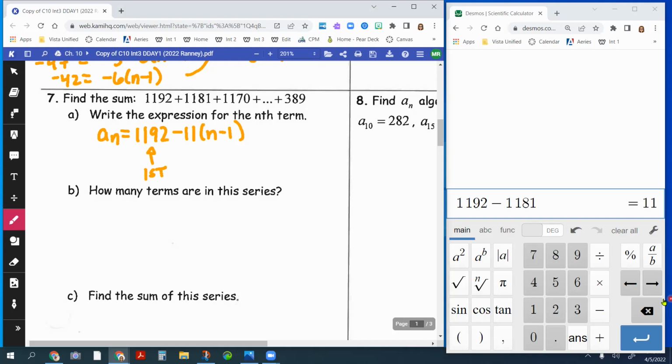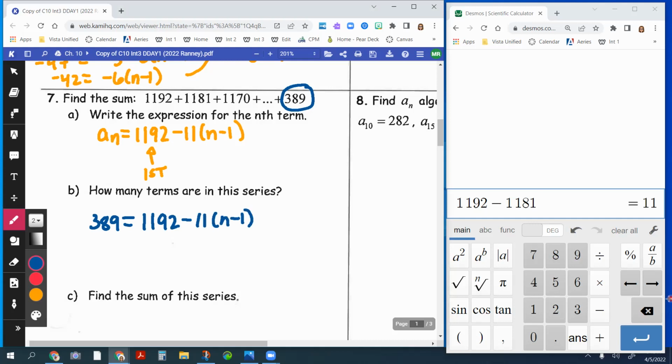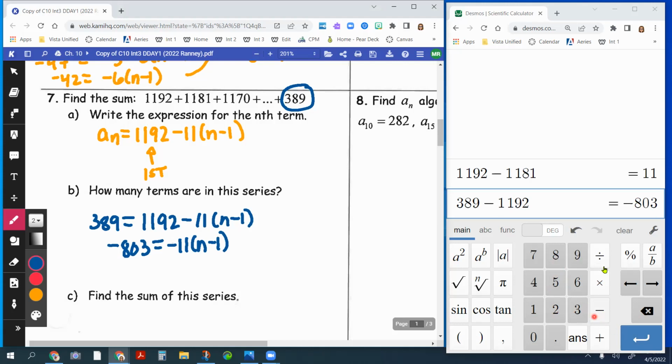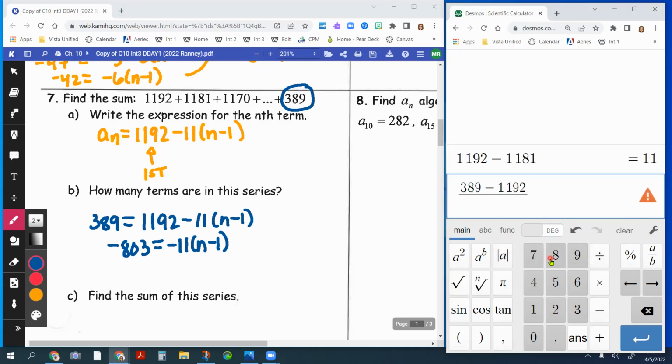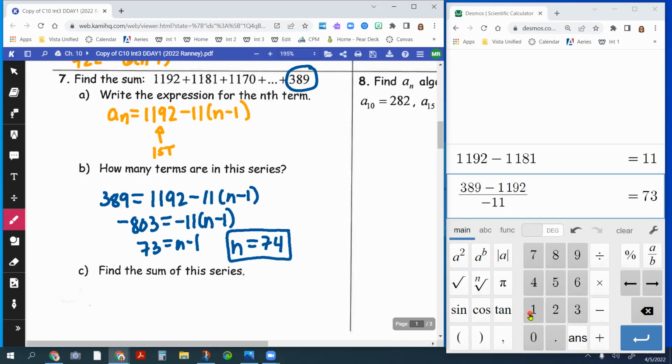How many terms are in this series? So what I'm going to do is take this 389, put it in for my a sub n, and figure out what n is. So I am going to be subtracting 389 minus 1192, and I end up with negative 803 is equal to negative 11 times n minus 1. So I am going to take that answer and divide it by negative 11, and I get 73 is equal to n minus 1. So n is going to be 74. It's my 74th term.